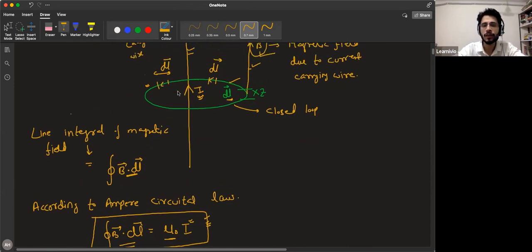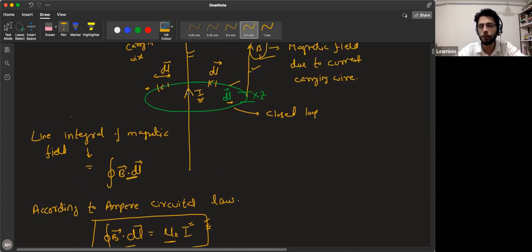Akshay, is the current passing through the loop, or is the current passing in the wire? In the wire. Current is passing through the wire, not in the loop. There is no current in the loop. Okay.